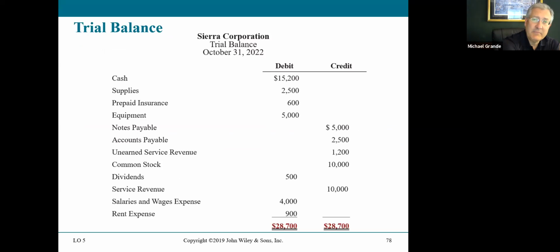Wrote the account name and then, if it's a debit, they put it in the debit column, a credit in the credit column. You do it for all the accounts and look at the very bottom. Got total debits of $28,700, total credits of $28,700. Debits equal credits. Remember we said at the beginning of this lecture, that's one of the most important things, that your debits must equal your credits.